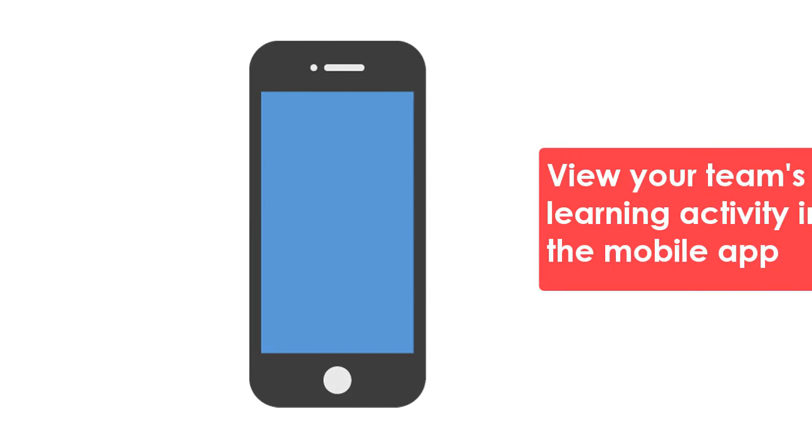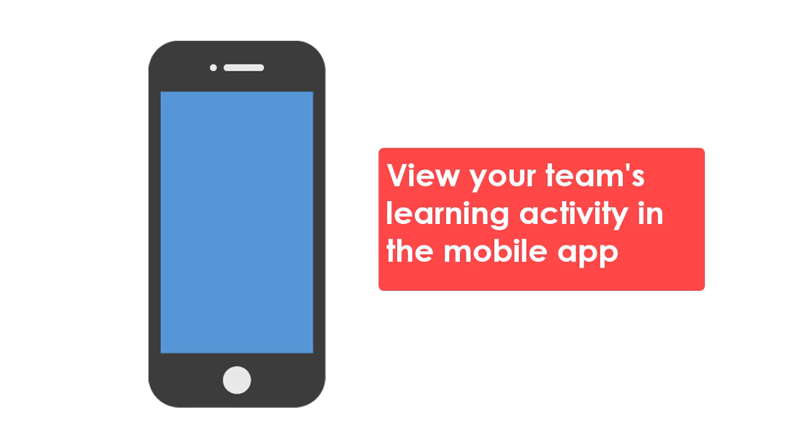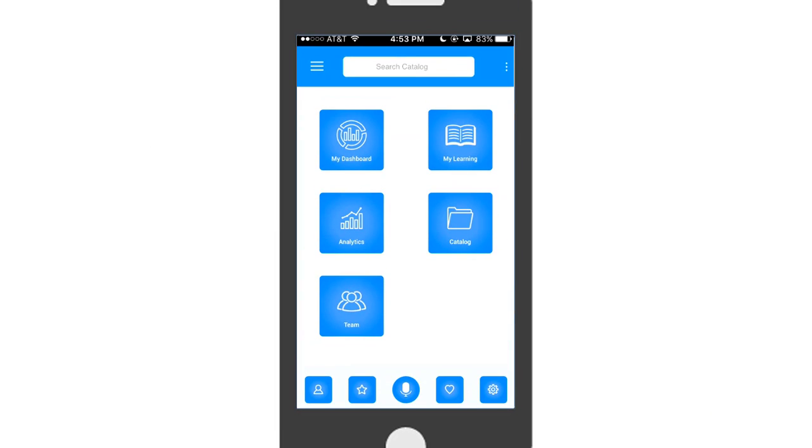Managers have unique mobile app capabilities as well. Specifically, you can use the mobile app to see your team's learning activity whenever and wherever you want. Here's how. From the mobile app's home screen or navigation bar, click to the team page.